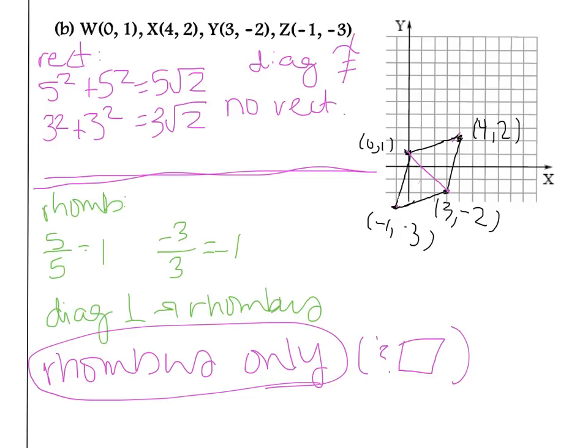It's not a square, because it doesn't have the properties of both. So it is a rhombus only. And I said rhombus only, but remember we already were told in the problem that it's a parallelogram. So when I mean rhombus only, I just mean not also a rectangle and a square.